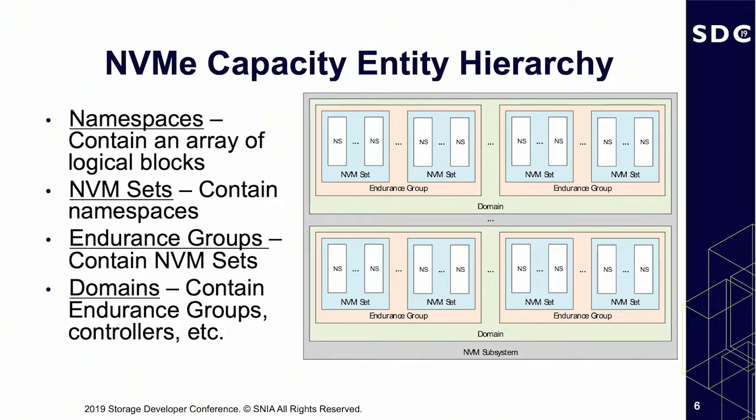And then I mentioned domains. Domains are a way to divide up the capacity within your system. You may have back-end trays behind your controller that are one sort of domain. And so if you have multiple trays behind your controller, you might have multiple domains that you advertise for them to create their own endurance groups and sets out of. Any questions so far? This is a basic concept.